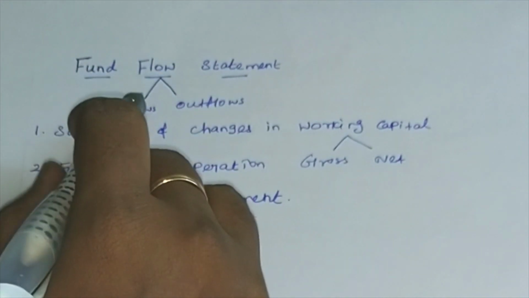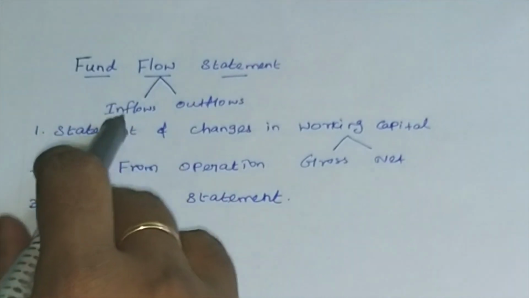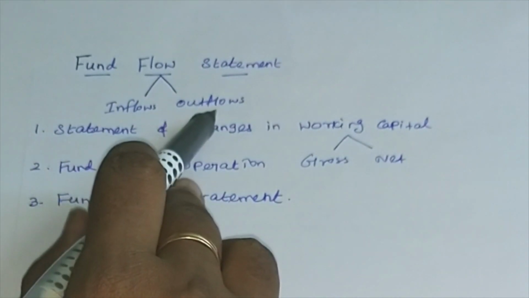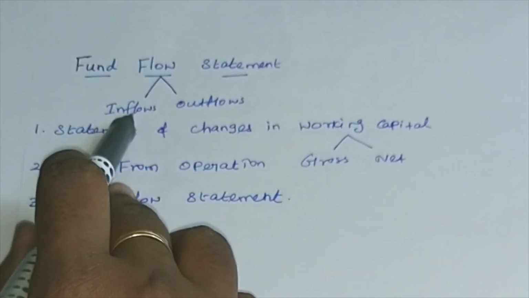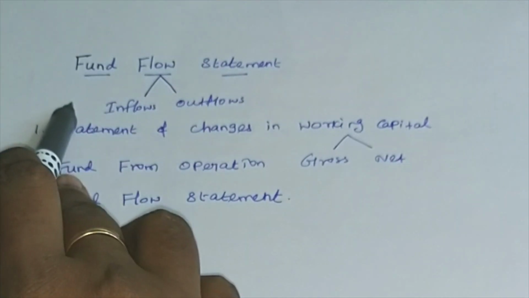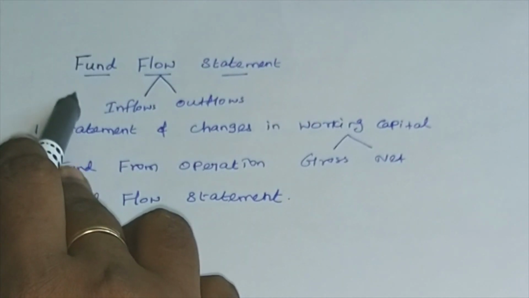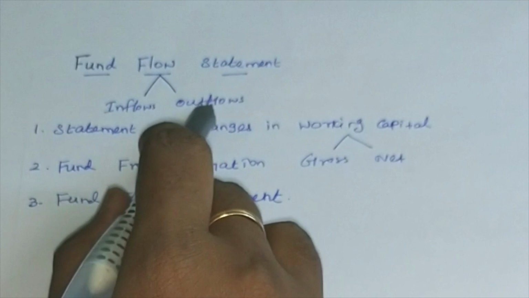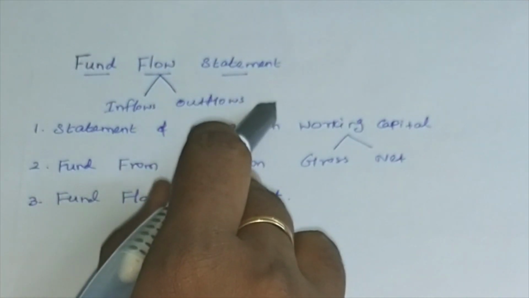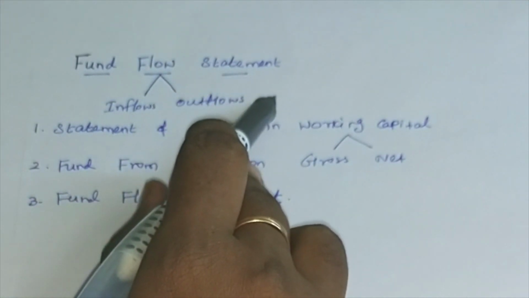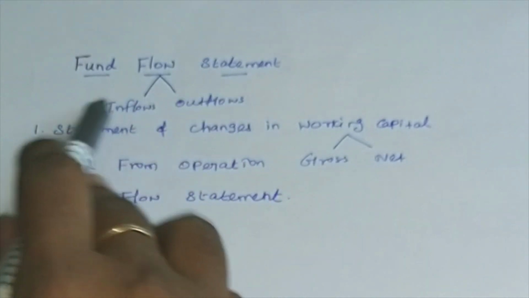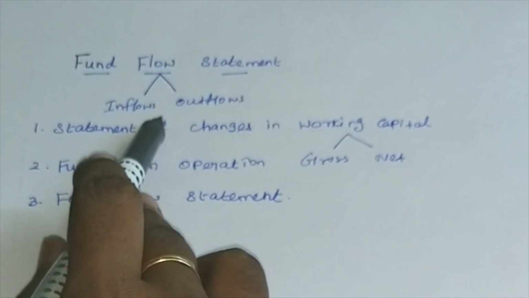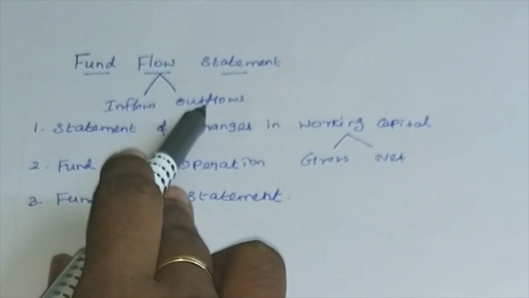Then flow means movement of funds. It includes inflow of funds and outflow of funds. Inflow of funds shows the sources of funds, how we raised funds from different sources. And outflow of funds shows the application of funds, how we utilized the funds in our business process. So a fund flow statement includes both sources of funds and application of funds.